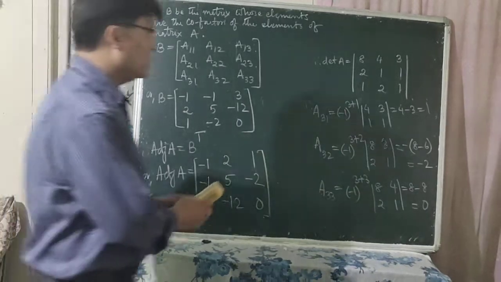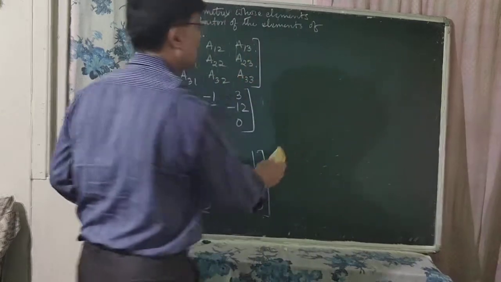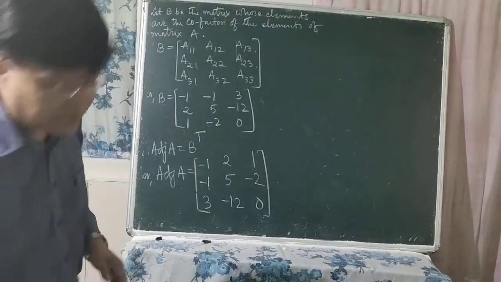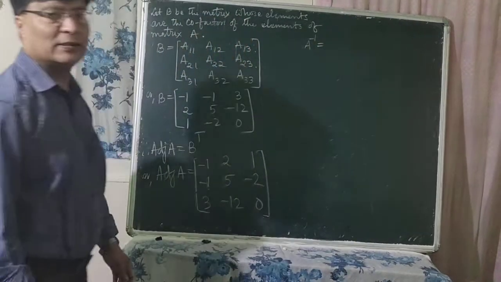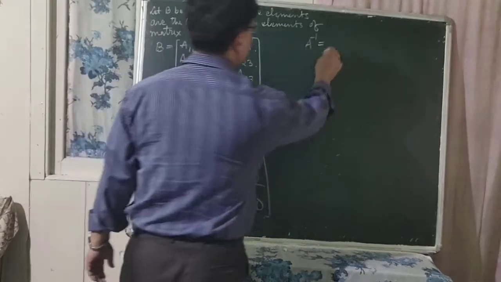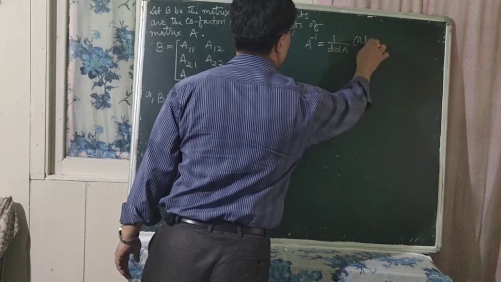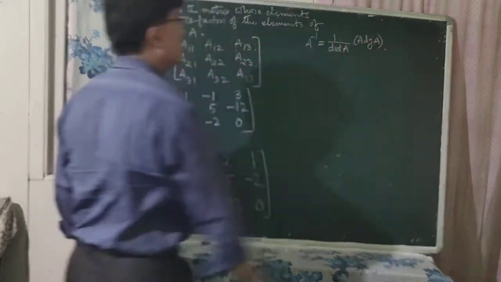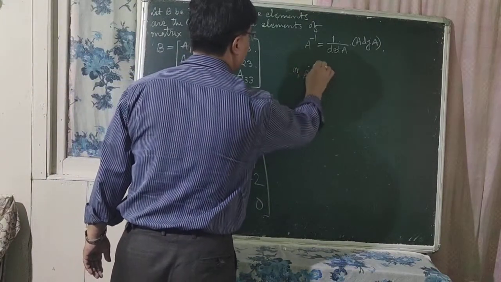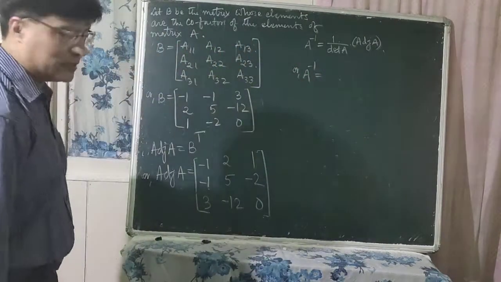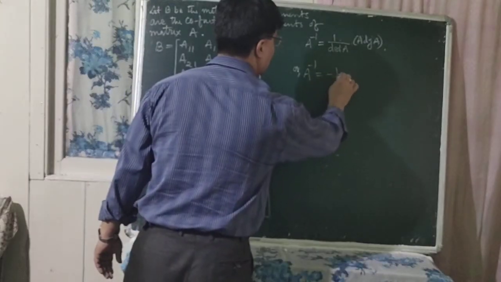Now we have to find out A inverse. So what is the formula for A inverse? You know that. It is 1 upon det A into ADJ A. Okay? So A inverse is equal to 1 upon det A. What is det A? Actually, det A was -3. That is -1 upon 3.